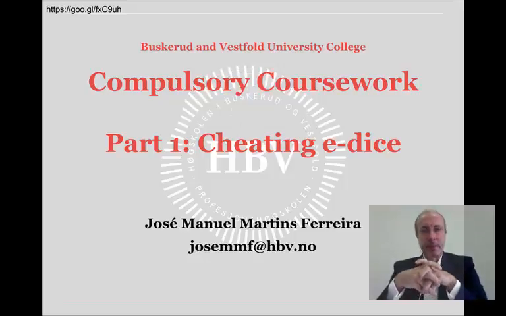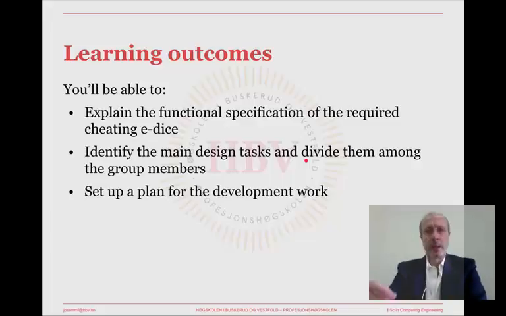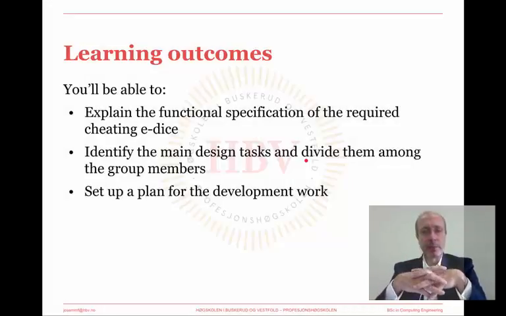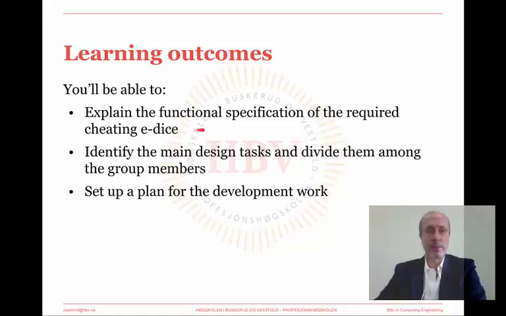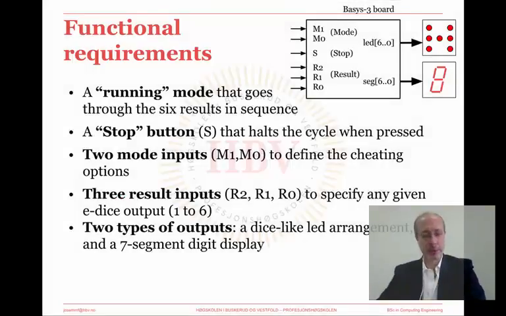Hi. In this presentation, we will look at the specification proposed for the first part of our compulsory coursework project, which addresses the implementation of an electronic dice supporting various types of cheating. After watching this presentation, I hope that you will be able to explain the functional specification in your own words, identify the main design tasks that you have ahead, and finally set up a plan to reach a working solution.